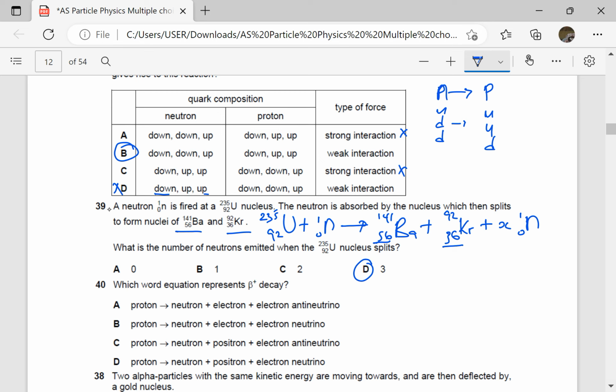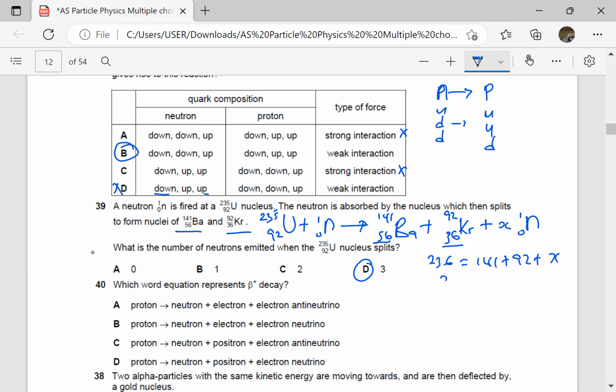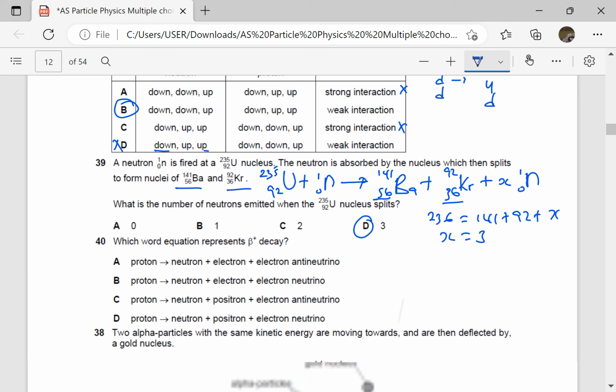Nucleon number on the left is 235 plus 1, which is 236. On the right-hand side, it is 141 plus 92 plus x times 1, which is x. So we have 236 minus 141 minus 92. So you see x is equal to 3. So there are 3 neutrons which are emitted.